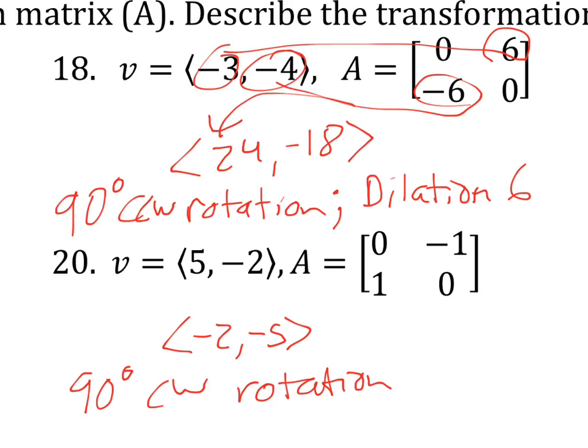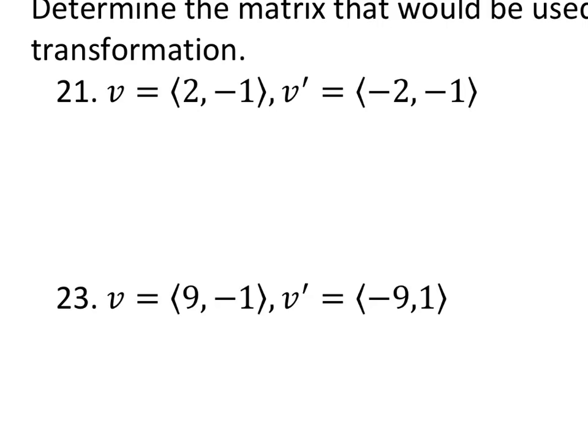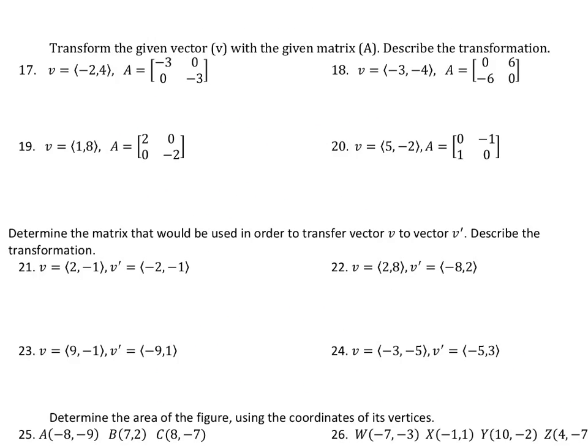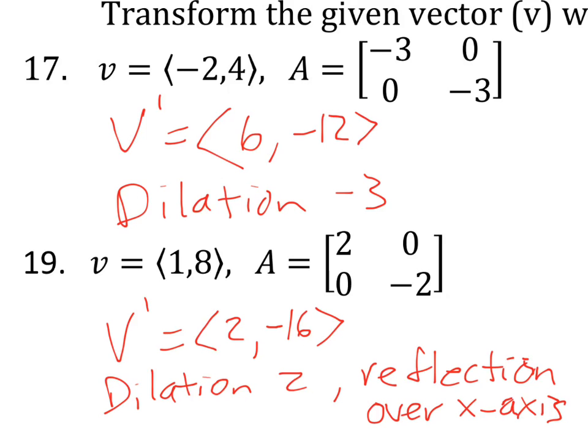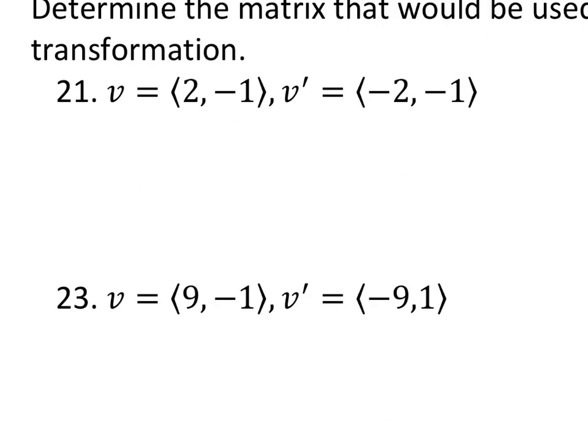Change the order, change the sign on one of them, would be clockwise. And then this next one, we need to determine what matrix was used to get the current transformation and describe the transformation. So it's got a couple of things.